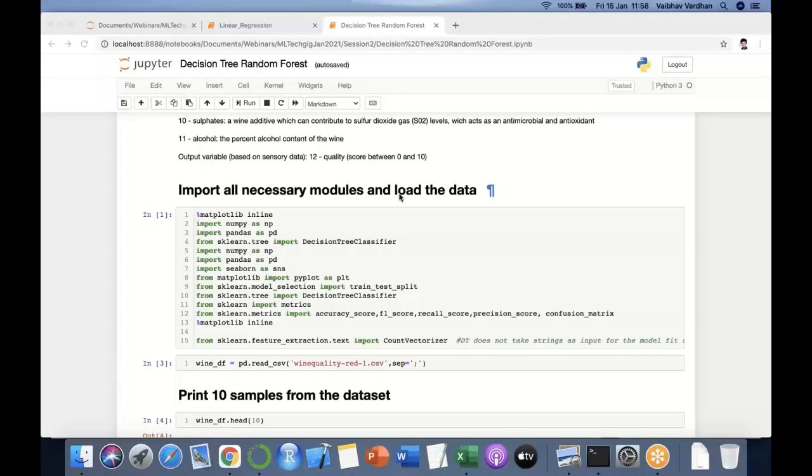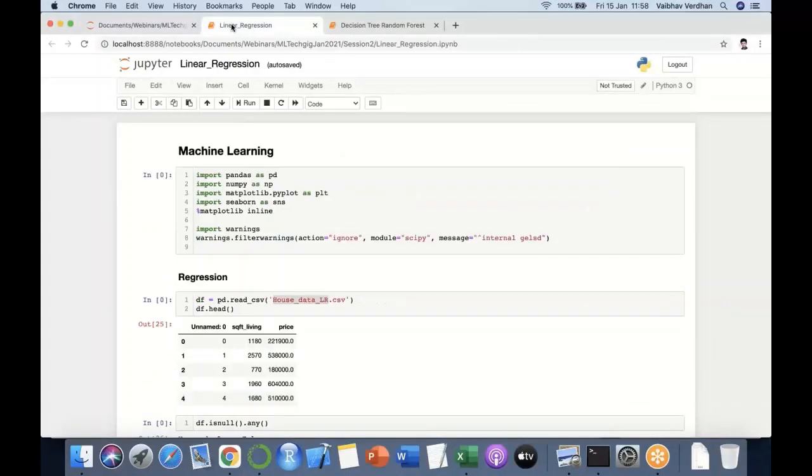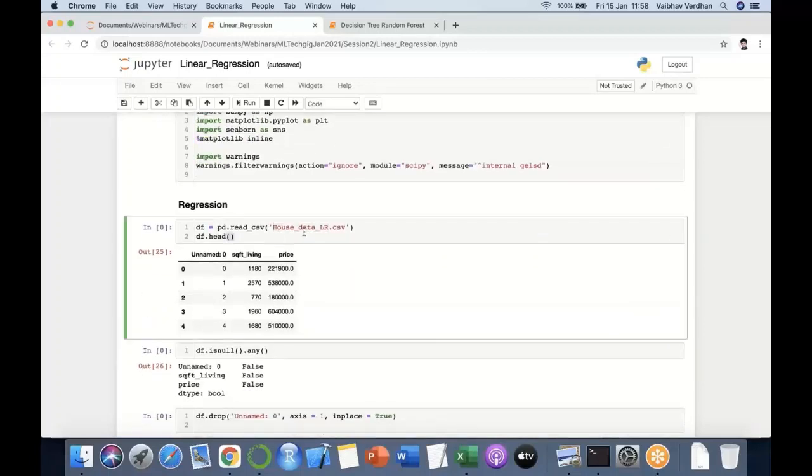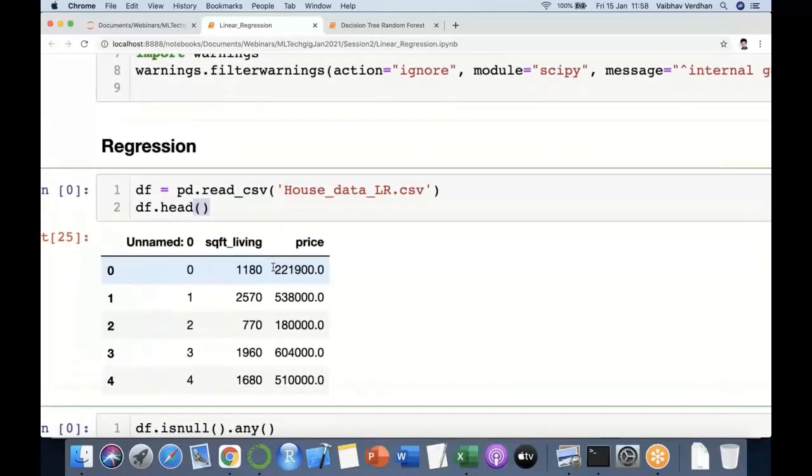So the first algorithm is my linear regression model. Over here, I have imported all my libraries: pandas, numpy, matplotlib, my visualization libraries, and I'm importing my dataset, my housing dataset. It is a very simple linear regression. I'll just zoom it a bit. I have my price, I have my square feet of the house. Price is my target variable.